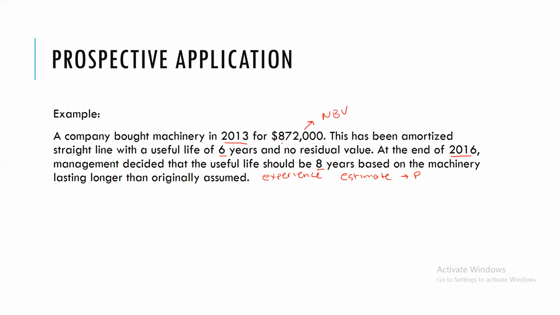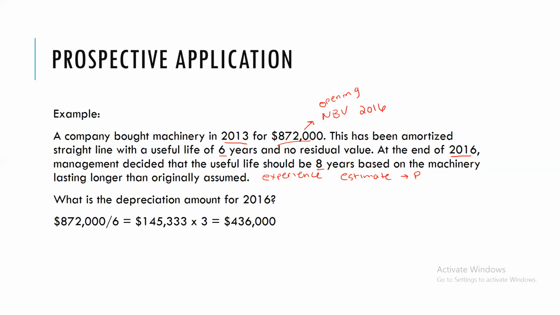This is not staying on its books at 872. It's going to be 872 less accumulated depreciation from 2013 to 2015. So we want to know what's the opening net book value, so opening net book value as of 2016. And then we can take that opening net book value and depreciate it over those 8 years instead of the 6 years. Okay, so what is the depreciation? So, question, I should probably tell you what the question is. What is the depreciation amount for 2016?